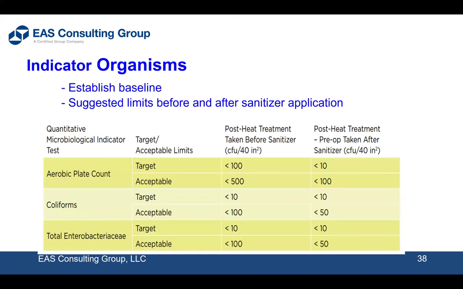Now, once you find there are recurring sites of ATP failure, then that's where you need to look at what indicator organisms can I use, especially in zone one and zone two. And this is just an example. You have to establish the baseline based on your operations.